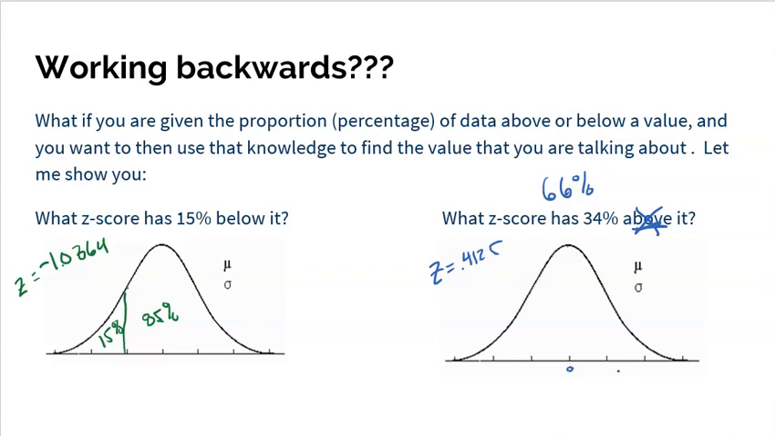So here's 0, here's 1. 0.4125 is approximately right here. That's going to have 34% above it, 66% below it. Boom, there's the Z-score I'm looking for. So those are the two huge commands that your calculator does when it comes to working with Z-scores and the normal model. We're going to use normal CDF and invert norm a ton.